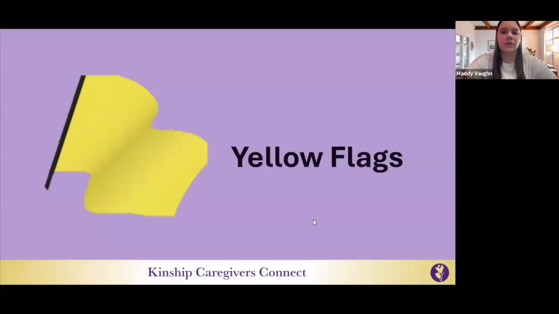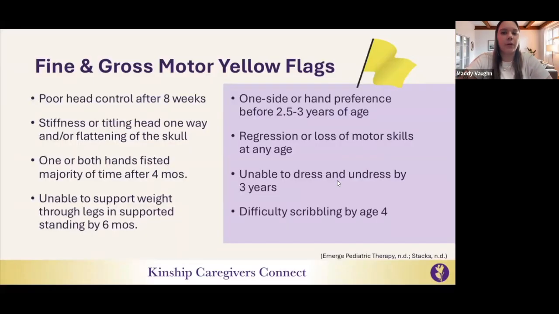We'll now shift into yellow flags, which are warning signs that development may not be progressing as we would expect. These don't automatically mean that something is wrong, but they do signal that further evaluation may be needed. For motor development, some key concerns include poor head control after 8 weeks, stiffness, or early hand preference before 2.5 to 3 years of age.